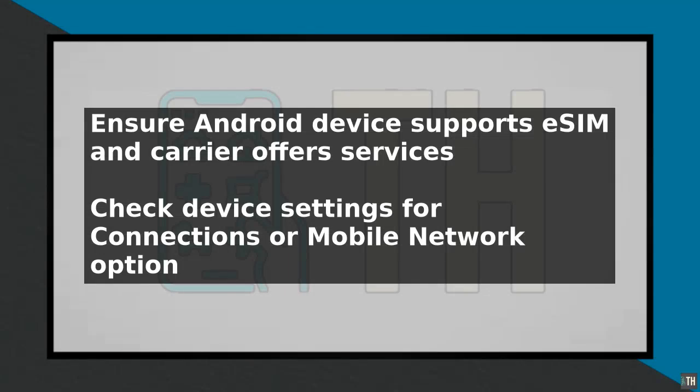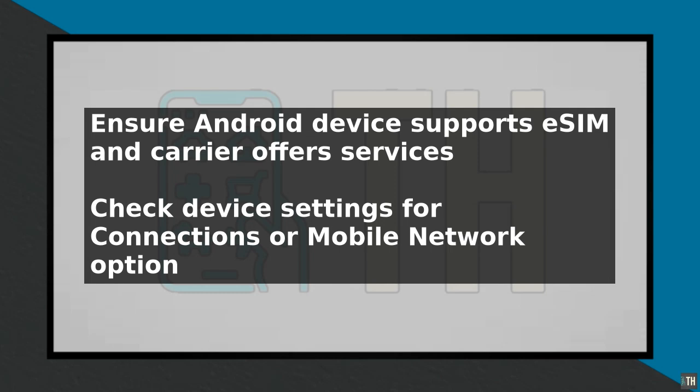Activating eSIM on Android is a straightforward process that allows you to access cellular networks without a physical SIM card. To start, ensure your Android device supports eSIM and that your carrier offers eSIM services.